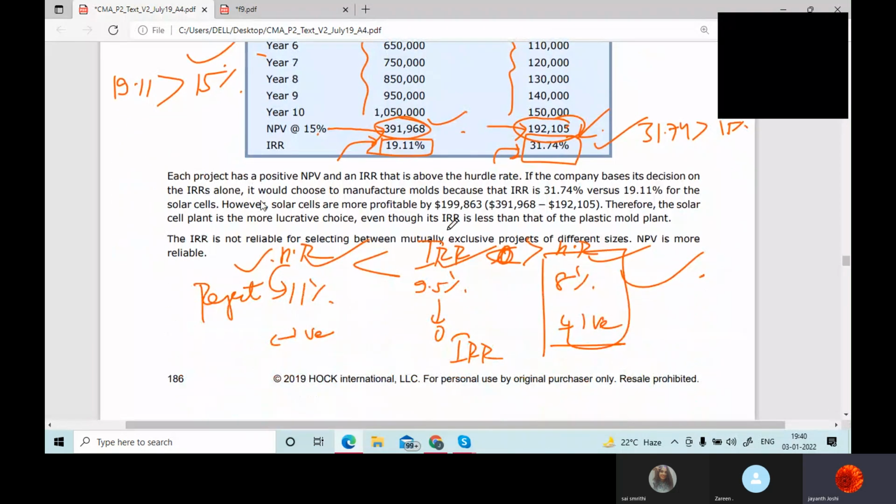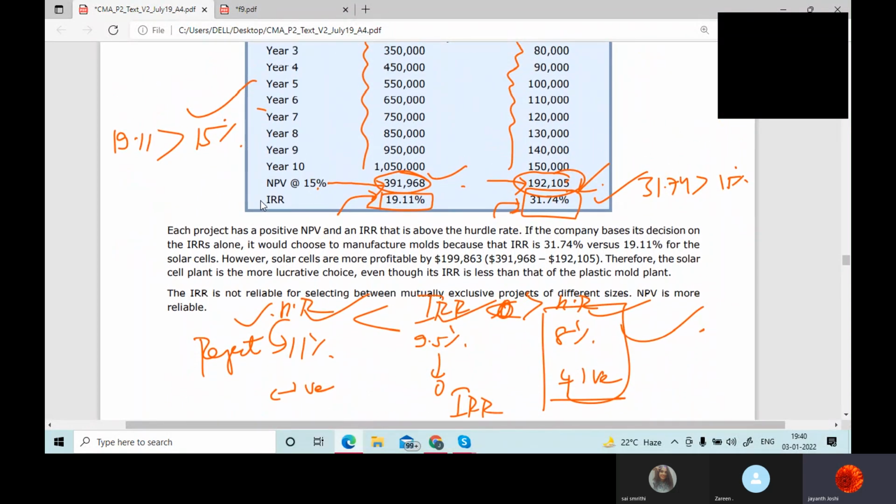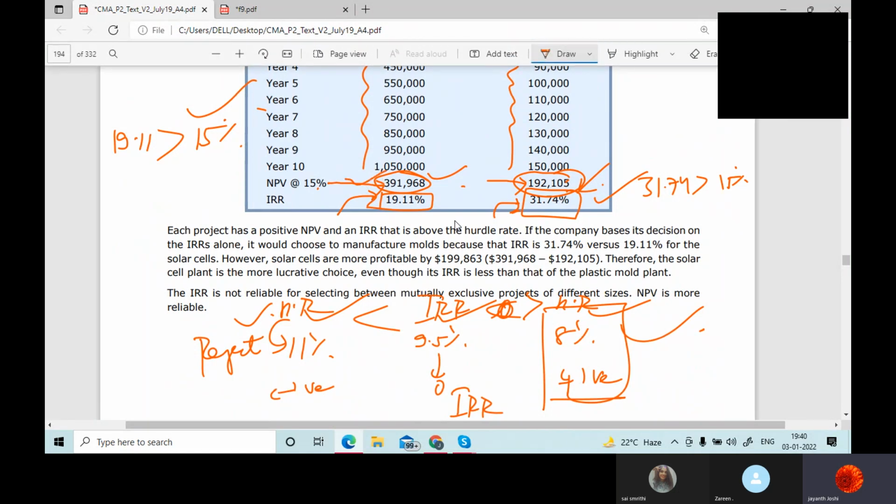So each project has a positive NPV. From the NPV rule's point of view, you can select both projects very clearly, but this one is giving a higher NPV, so we would prefer this one. Each project has a positive NPV and an IRR that is above the hurdle rate, which I explained in the beginning itself. If the company bases its decision on IRRs alone, it would choose to manufacture molds because the IRR is 31.74%, which is much higher. It is more than your hurdle rate first of all, and you can accept any project more than the hurdle rate. Correct?